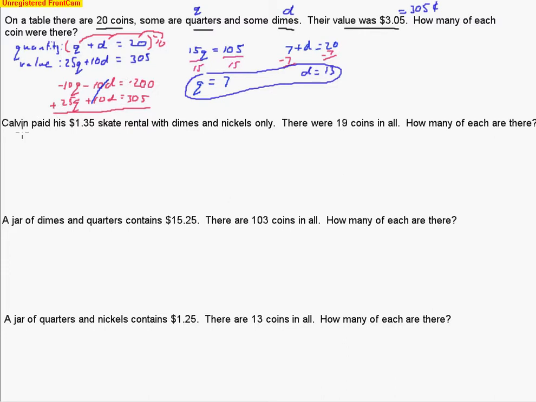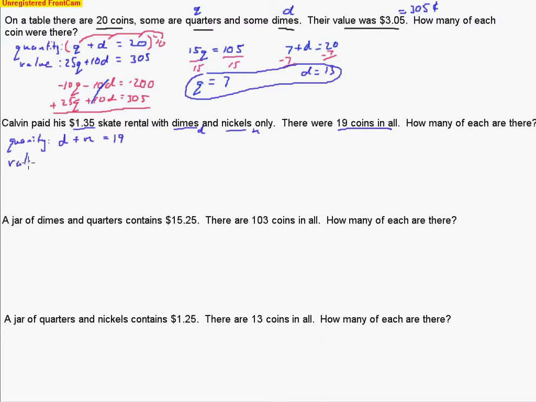Well, we can set up another quantity and value equation with this problem. Calvin paid $1.35 for a skate rental with dimes and nickels only. There were 19 coins in all. So let's set up our quantity and our value equation. We'll start with the quantity. We don't know the number of dimes, so let's call that D. Let's call the number of nickels N. Those are our unknowns that we're trying to solve for. So D plus N equals the number of coins, 19 coins in all.